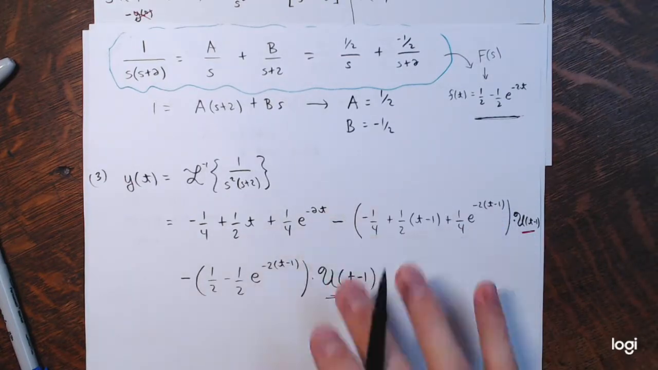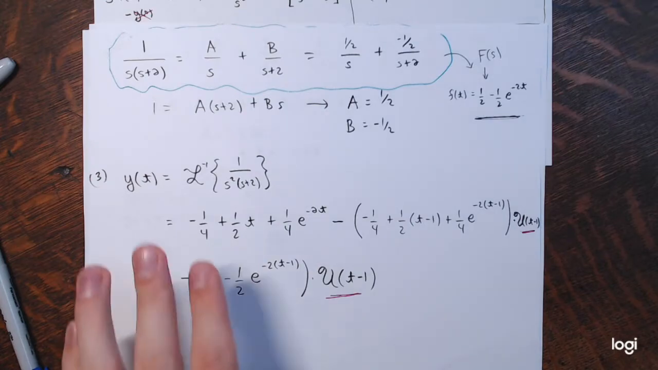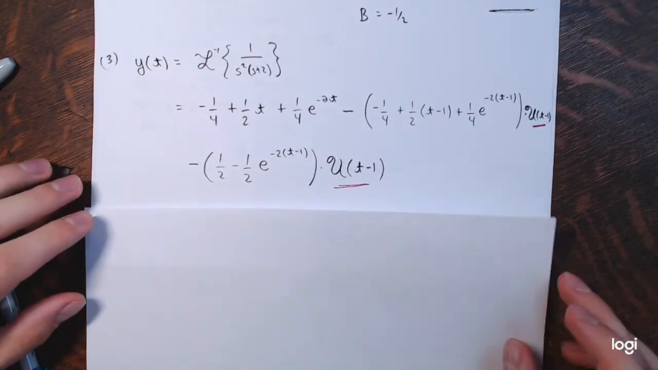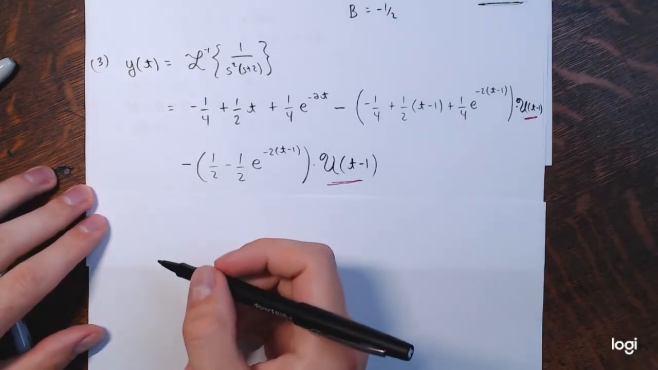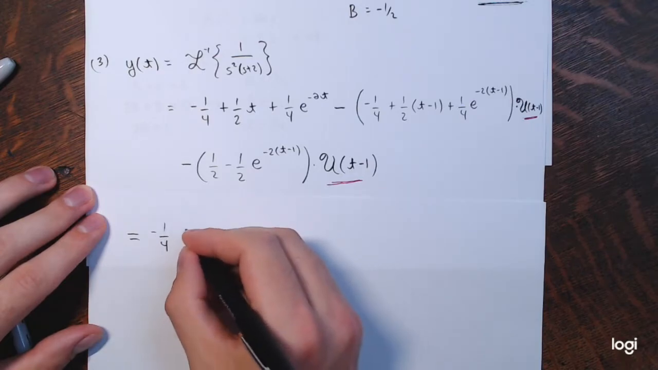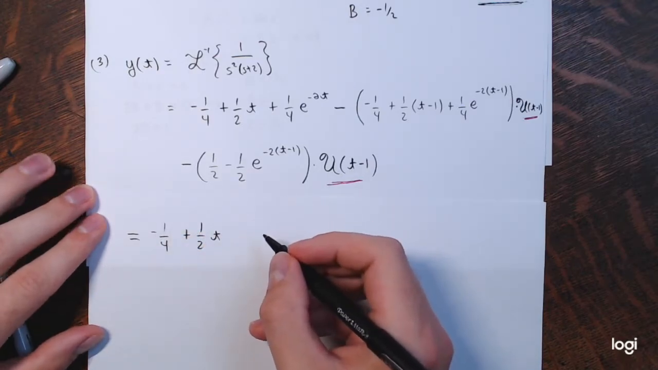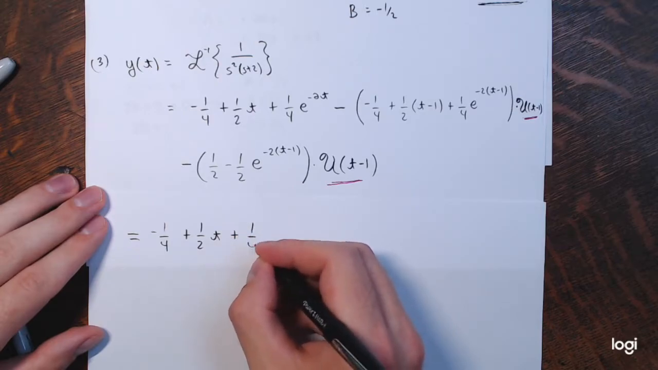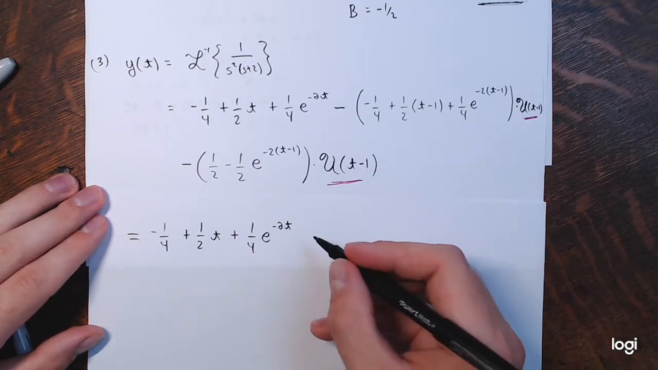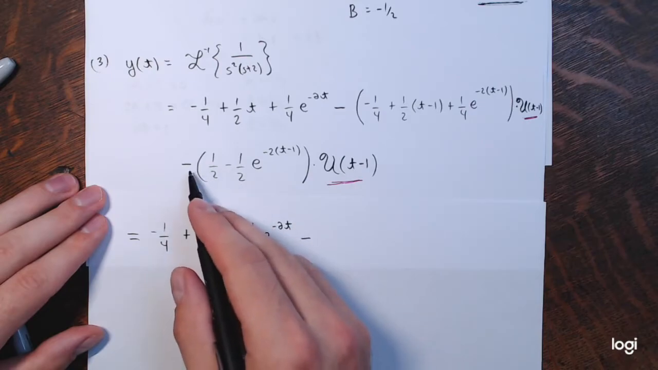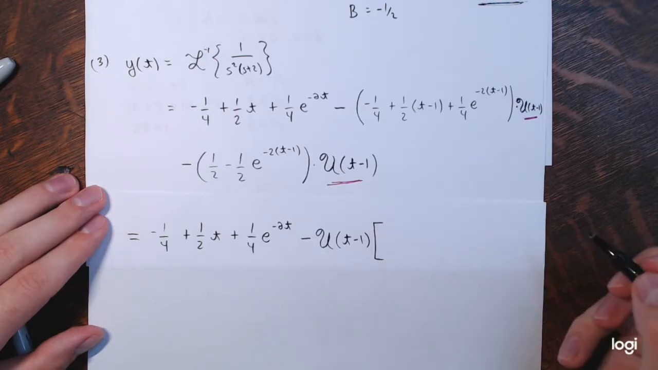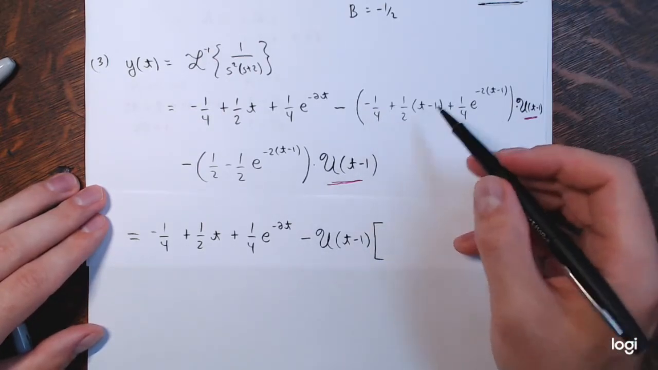Okay, so it's just a bunch of algebra now. The rest of this whole thing is pretty much set and done after application of the second translation theorem. So let's do this. I've got the negative 1/4, plus half t, and plus a fourth e to the negative 2t. And then what I've got is minus, both of these have the unit step function at t minus 1 in common. And then we'll do some distributing and whatnot.